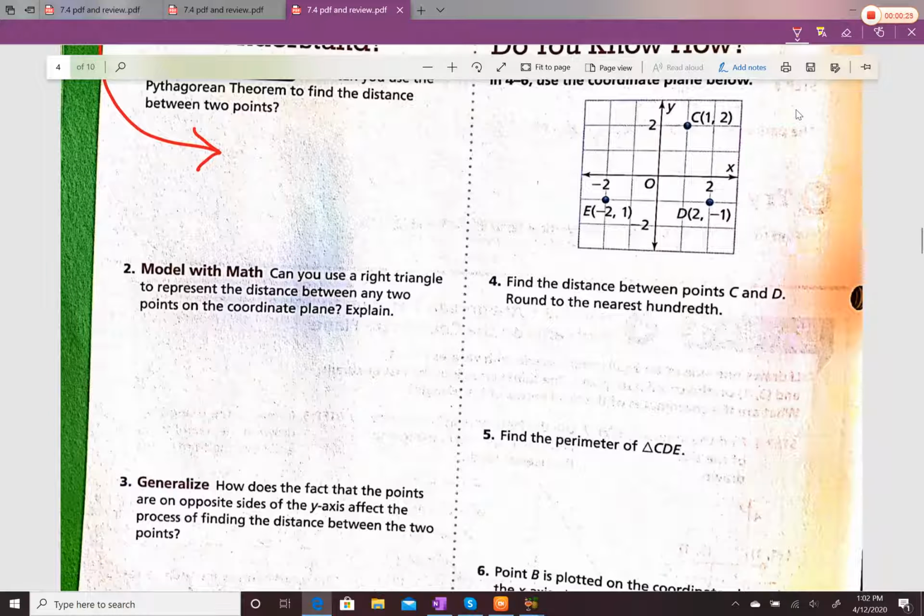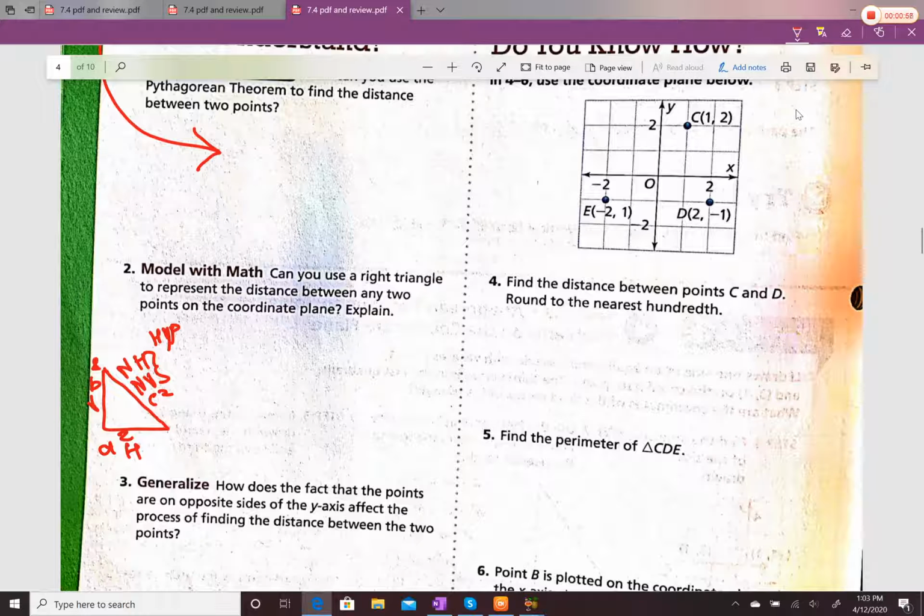How can you use a right triangle to represent the distance between any 2 points of a coordinate plane? We already know, if you make a horizontal line and a vertical line, you can find the non-horizontal. So this is the horizontal line, this is vertical, this is a non-horizontal, non-vertical line. That means this is our hypotenuse. And how do you find it? By using the Pythagorean theorem: a square plus b square is equal to c square.